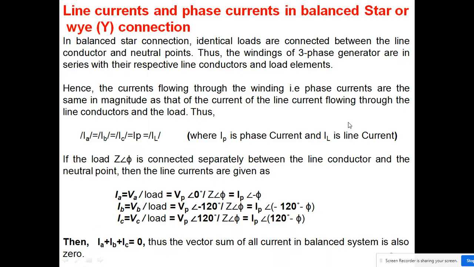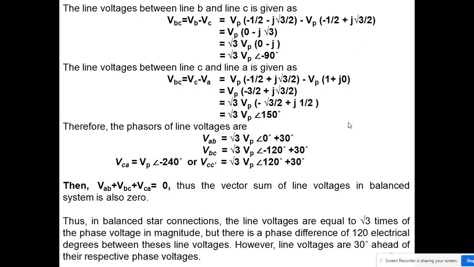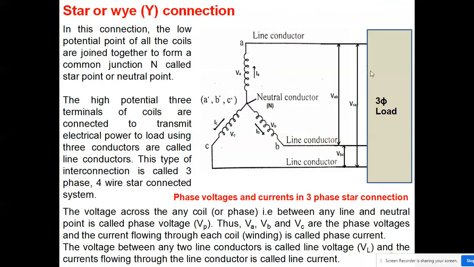Okay, so now we will see about the current. So the line current and phase current in balanced star connection again. What we can see here in the balanced star connection is that identical loads are connected between the line conductor and neutral point. Okay, you can see from this diagram, the load is identically connected, and how it is connected, like this way, through the line conductor. Is it okay?